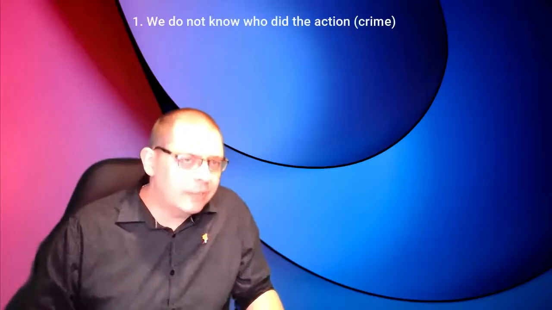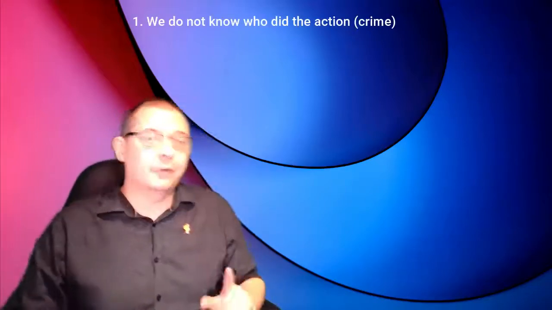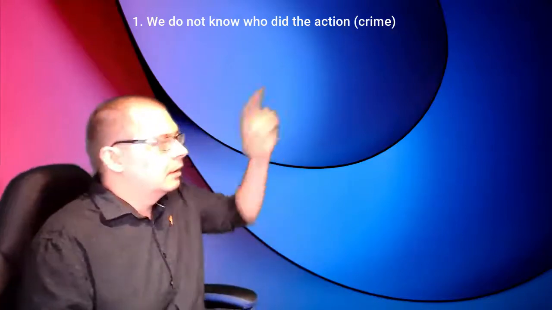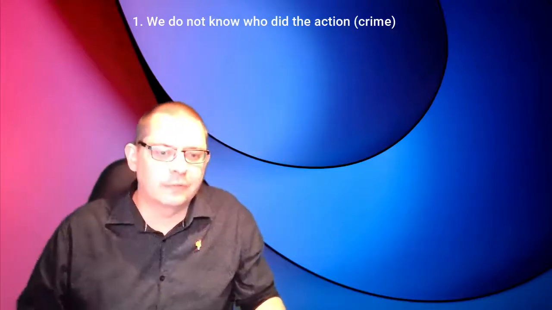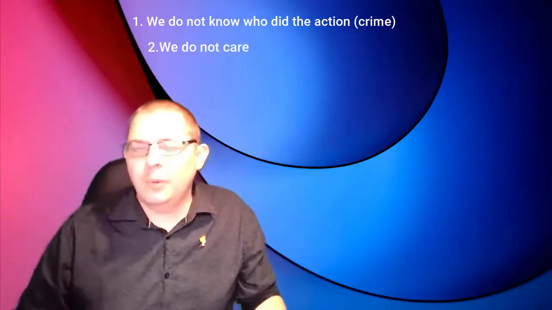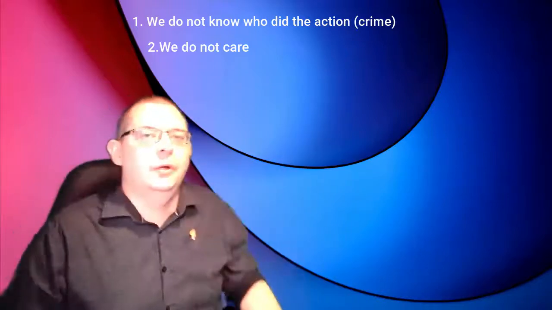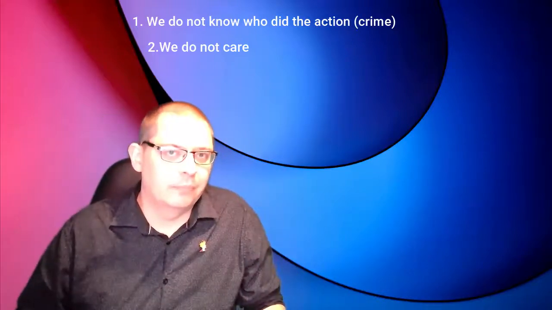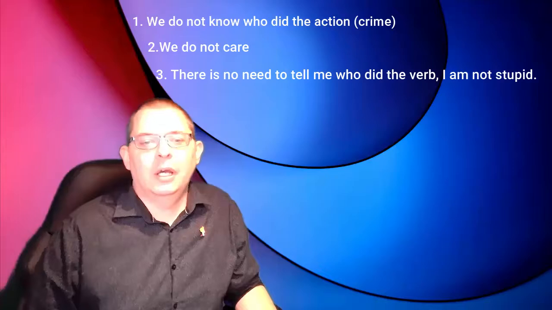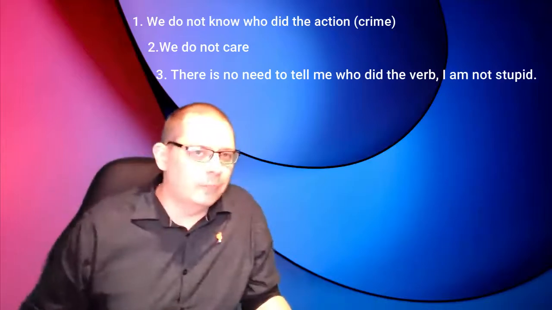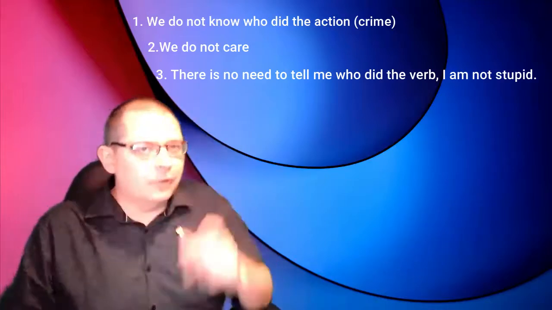So now that we understand what the passive is, let's have a look when we actually use it. We have a few reasons why we have the passive in English. Number 1, when we don't know who did the verb, often, for example, for crime, we use the passive. Number 2, when we don't care who did the verb. And number 3, we know who did the verb. I'm not stupid, you don't have to tell me.